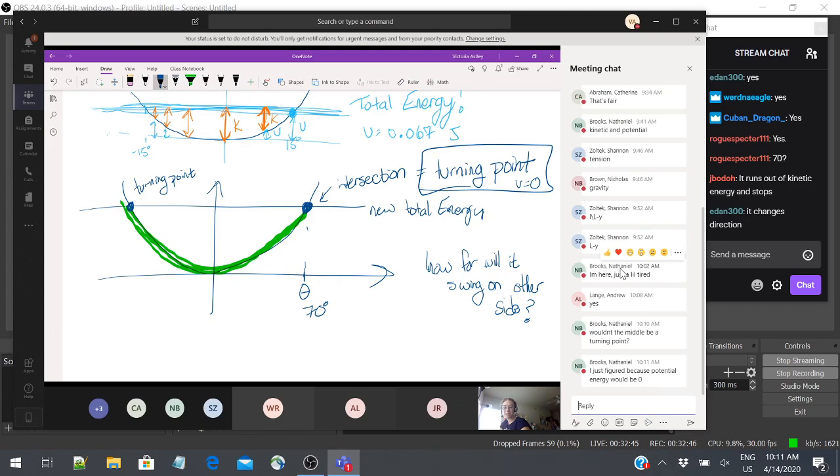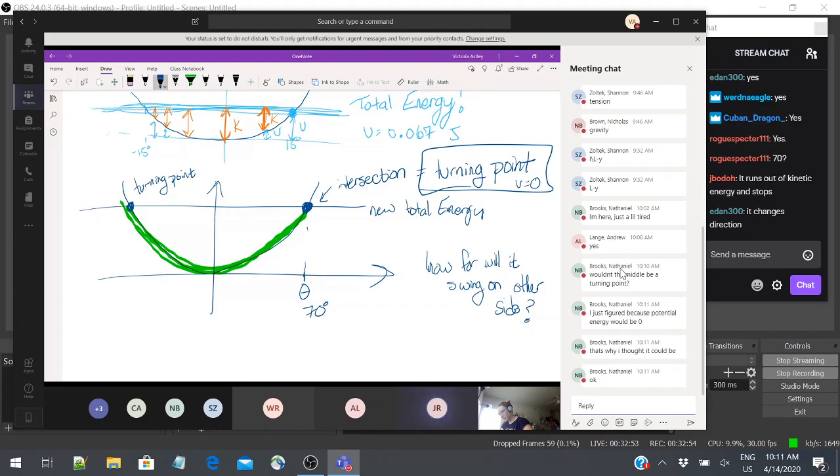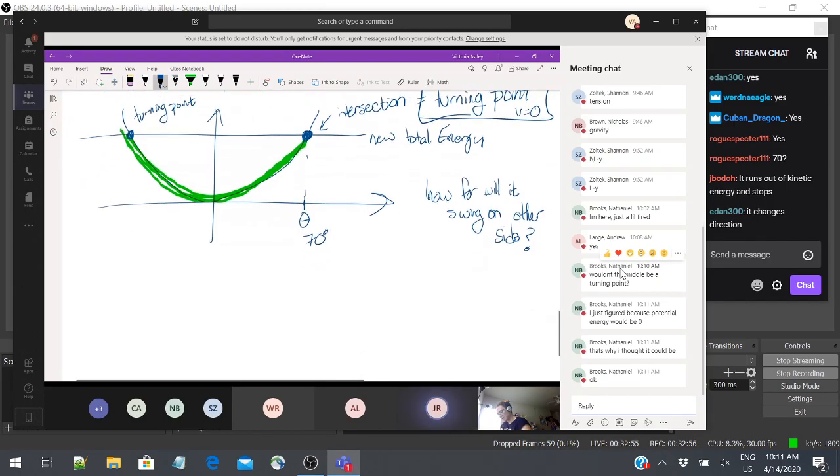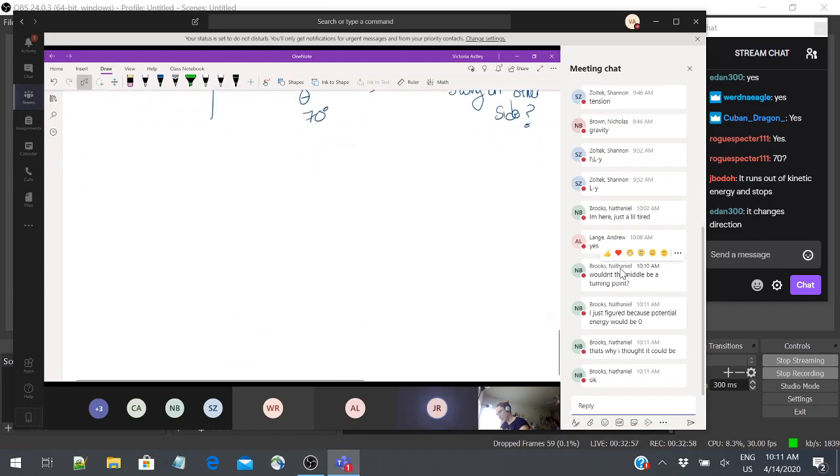It does have something special happening there, but not necessarily because the potential energy is 0. Okay, turning points. All right, so here's a situation.